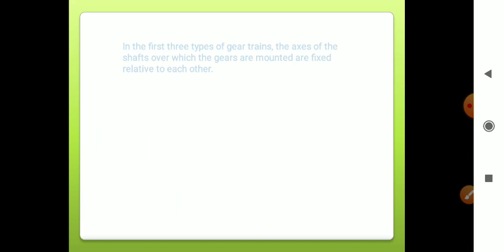We will see them one by one: simple gear train, compound gear train, reverted and epicyclic gear train. In the first three, that is simple gear train, compound gear train and reverted gear train, the axes of the shafts over which the gears are mounted are fixed relative to each other. That means our gears are fixed on these axes, relative to each other.